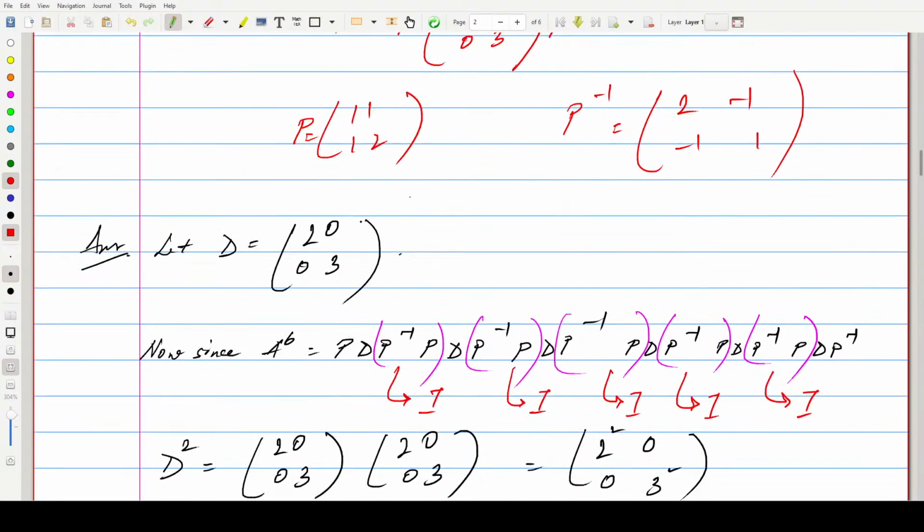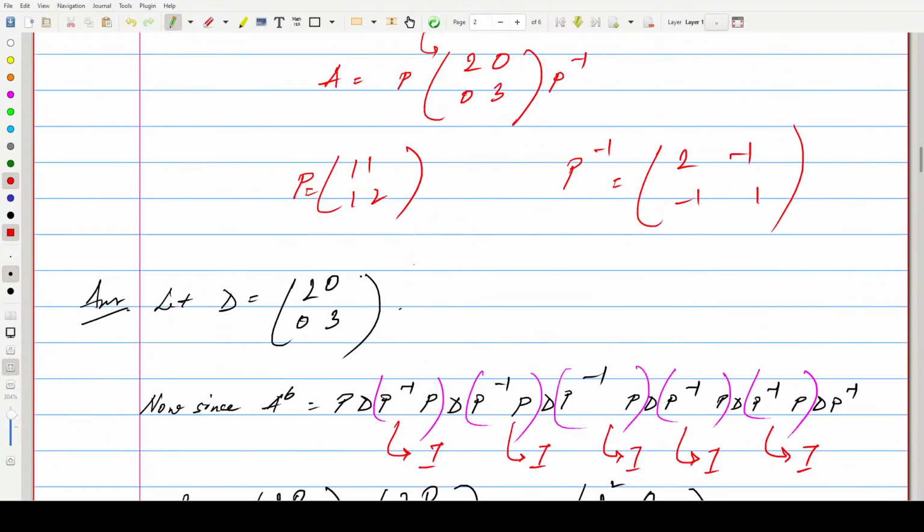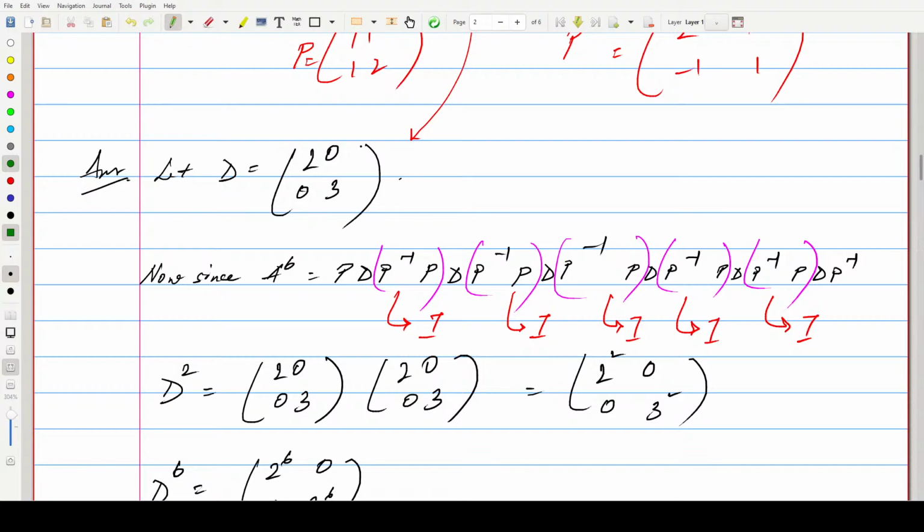All right, so how do we do this? Let this be called D. Now since we have A to the power 6, we have PDP inverse, PDP inverse, and that goes up to 6 times. Look at how beautifully P inverse and P just cancel each other out, and we are just left with P D to the power 6 P inverse.